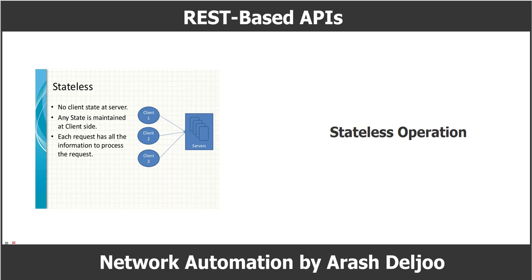But with REST APIs, this is stateless, and we don't have any information from a previous API call, for example. Here you can see the attributes of the stateless operation. No client state at the server. Any state is maintained only on the client side. On the server we don't have any state. Each request has all the information to process the request.